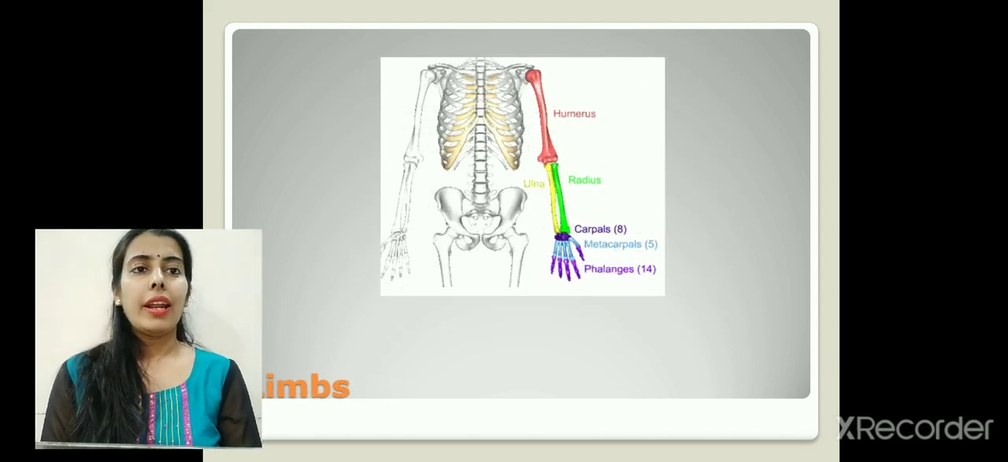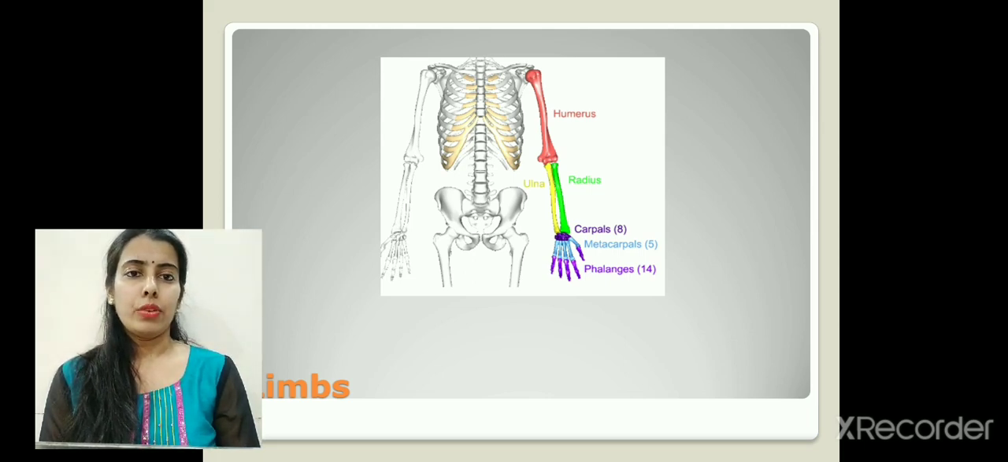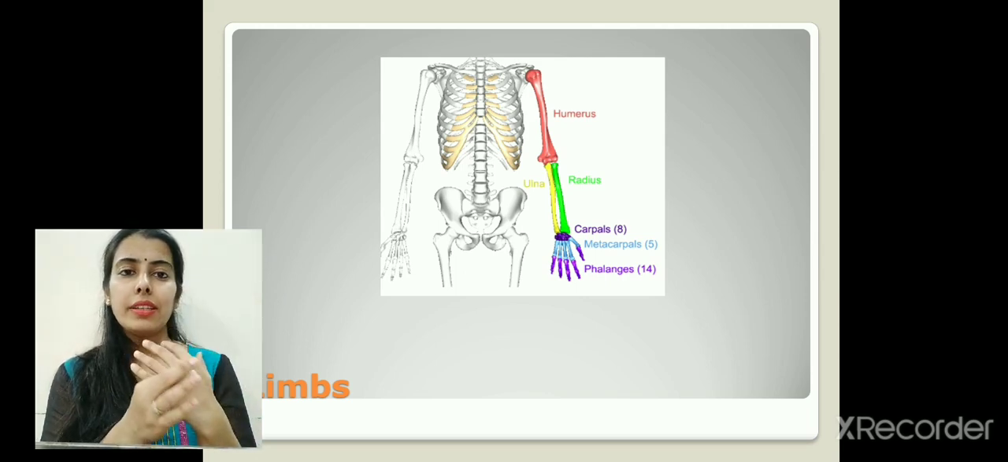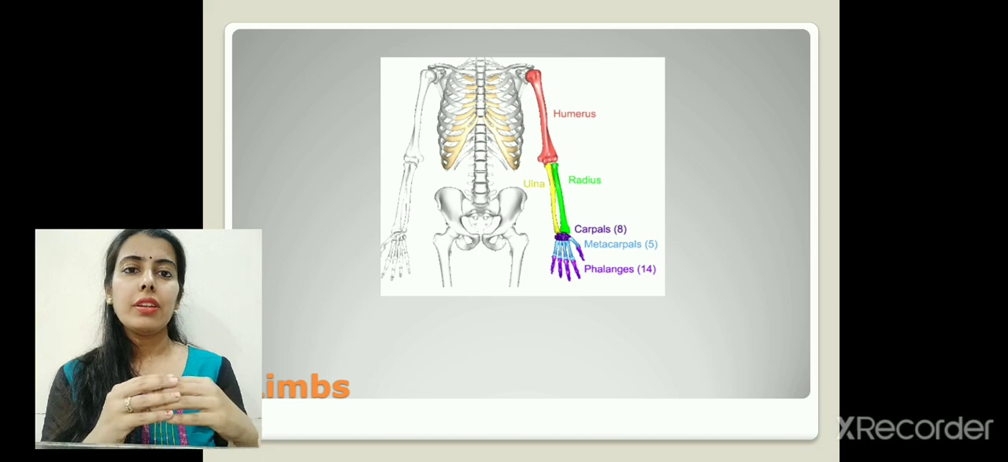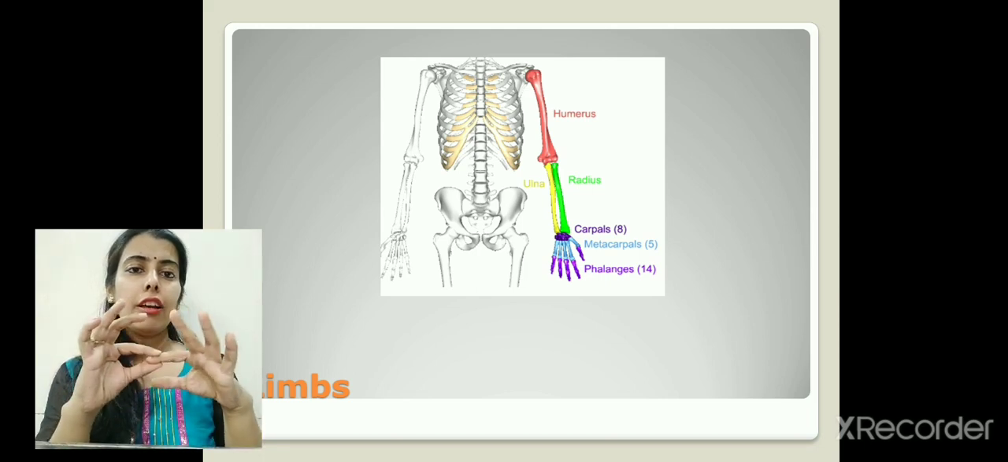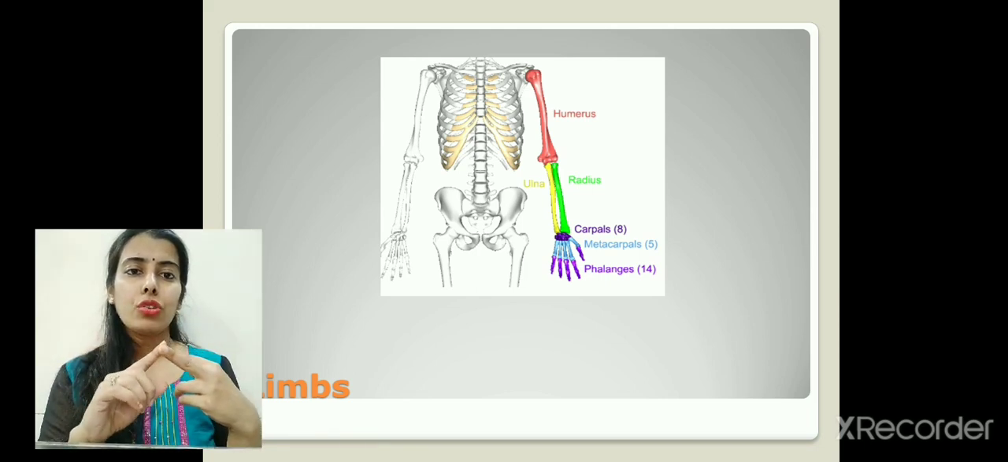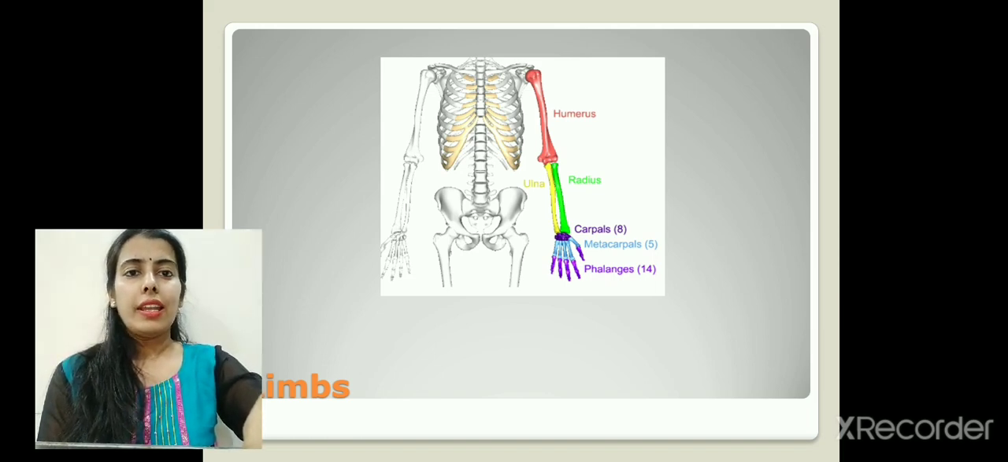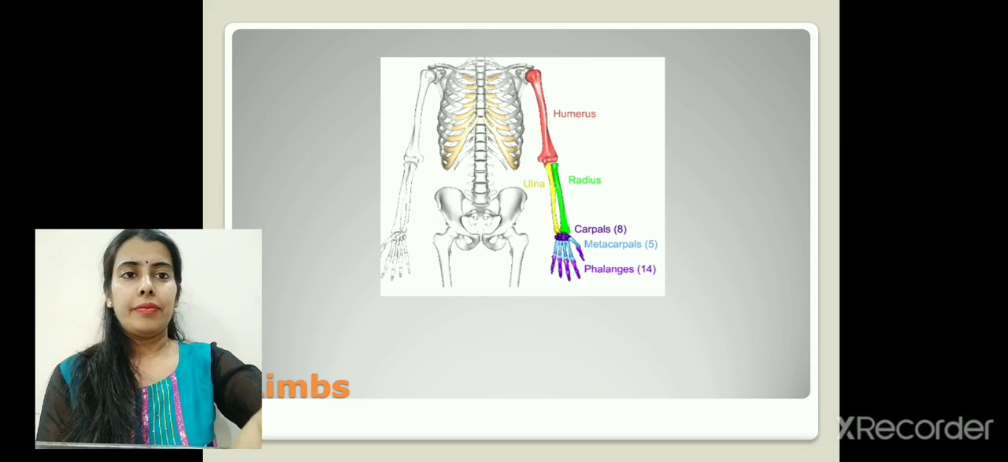Now coming to our hands. In our hands, the first bone, the upper arm bone, is called the humerus. We have radius and ulna. Then we have 8 carpals at the wrist region. Then in the fingers, we have the phalanges, which we can count also. So these are the different bones which are there in our hands.